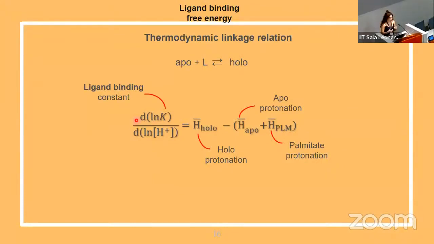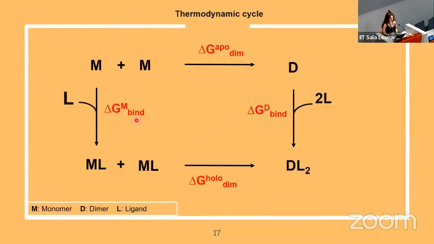By using the same rationale, we were also able to obtain the ligand binding free energy. In this case, we have used the protonation differences: we have done the difference of the holo protonation with the sum of the apo protonation and the protonation of palmitate in solution. And by looking into this thermodynamic cycle, we basically have two monomers that give a dimer, and with this we have obtained the dimerization free energy of the apo form.